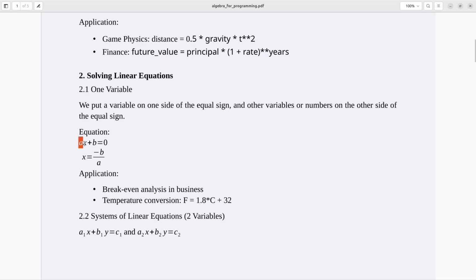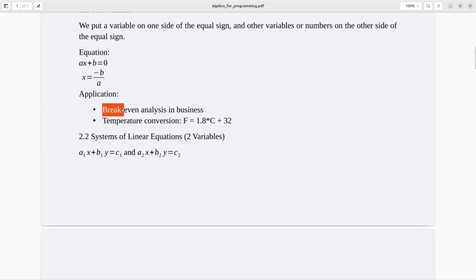Suppose I have ax plus b equals 0. When I put b to the other side, I have to do subtraction of b on both sides so that the right hand side will have negative b. And for a here, I want to remove it to the right hand side. The way to do so is to divide both sides by a, so that the a on the left hand side will be cancelled out and the a on the right hand side will still remain. That's why I will have x equals negative b divided by a. So how can we apply the solving of linear equations?